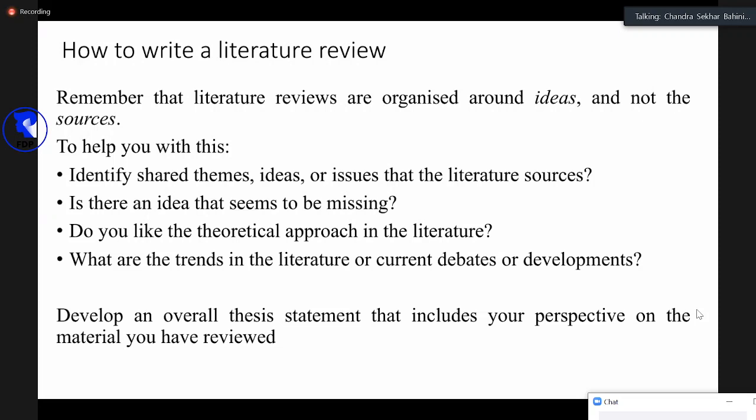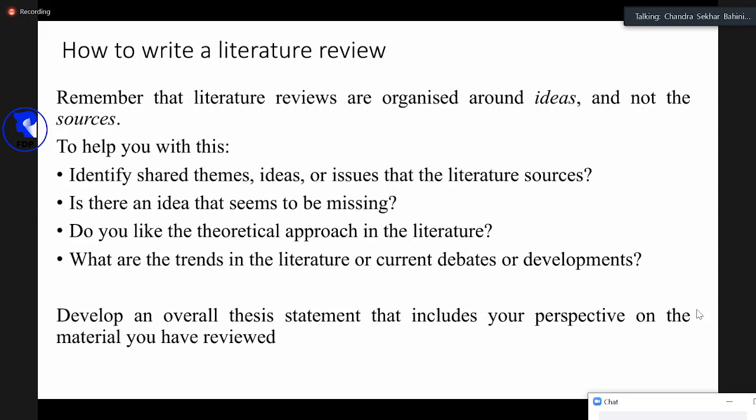So I look at what literature is available. Then I look at what is happening in Mumbai, Surat, Delhi, Kolkata, Visakhapatnam, Indore or Ahmedabad. Not like X told, Y told, Z told. To help you with this, when you look at the papers, how can we summarize them based on the ideas, not based on the sources or the references?